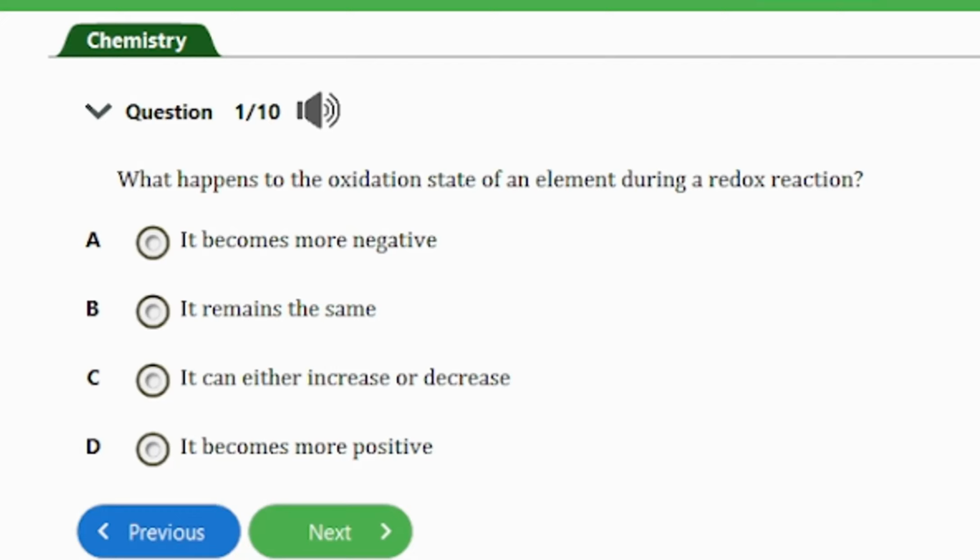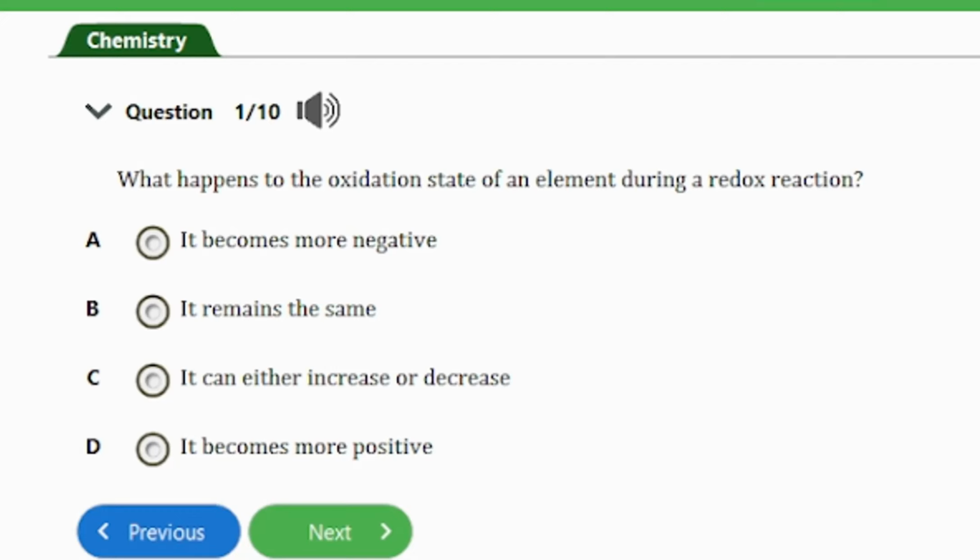It says, what happens to the oxidation state of an element during redox reaction? A, it becomes more negative. B, it remains the same. C, it can either increase or decrease. D, it becomes more positive.